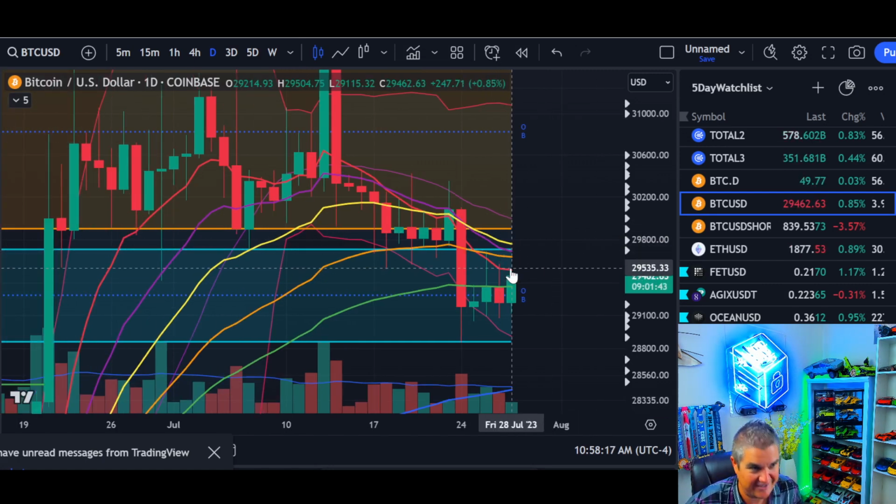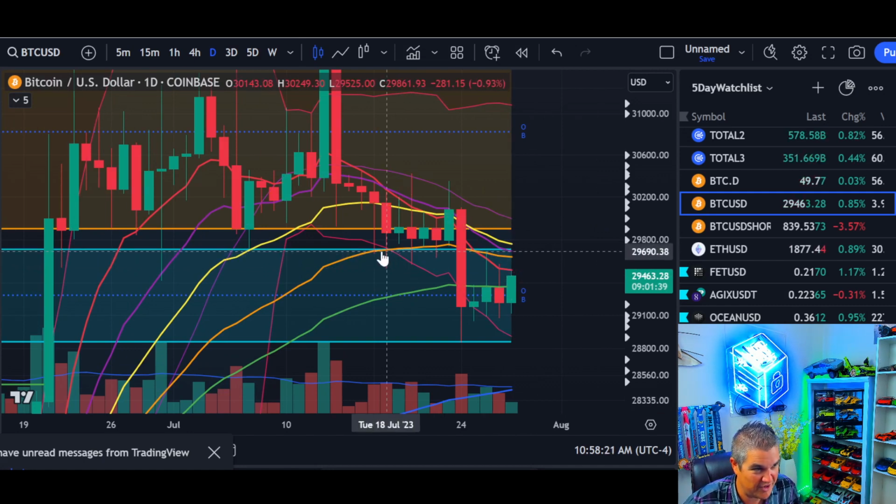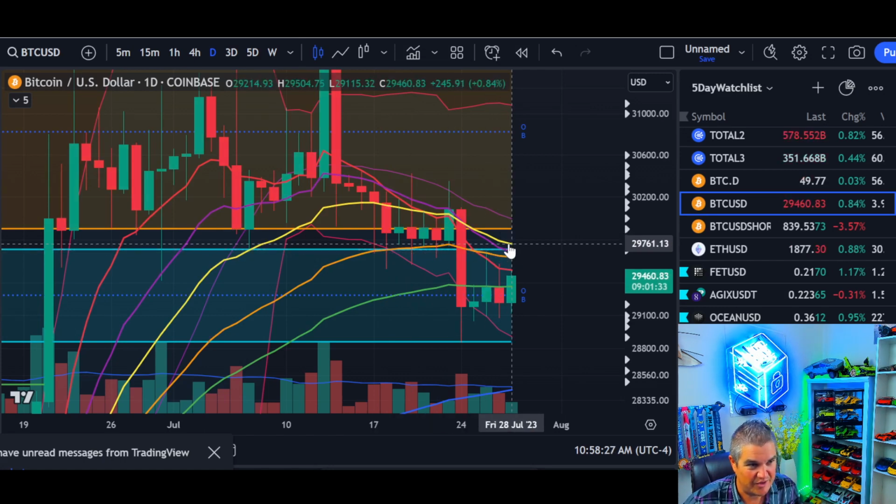If we can do that, that's just step one, right? Step two, look at the top of the order block, right? Previous resistance, previous support, flip to resistance. You're seeing this. 29.7. We have the 21-day right there, right? We have our next major order block at 29.9.